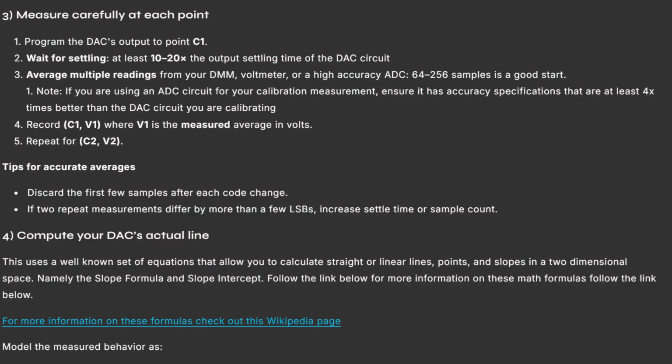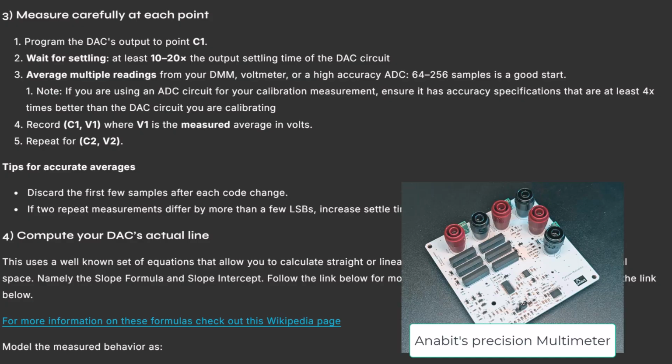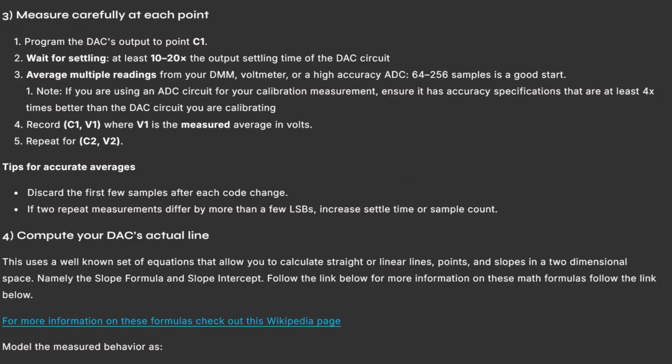And that'll take out some low frequency noise in the readings. You can use a voltmeter, you can use a digital multimeter or DMM, or you can use a high accuracy ADC circuit. For our example, I have access to a very accurate DMM that we'll use for our test. If you don't have access to a very accurate measurement device, you can use an ADC circuit. In fact, Anabit offers an open source reference design of a precision multimeter, which has really good accuracy specs and 32 bits of resolution. So that could be something you could use for a calibration process like this.